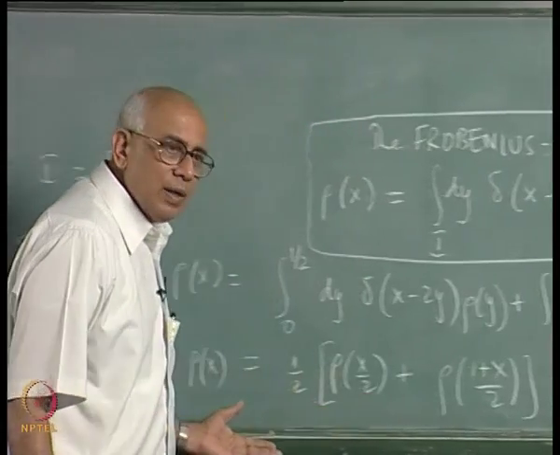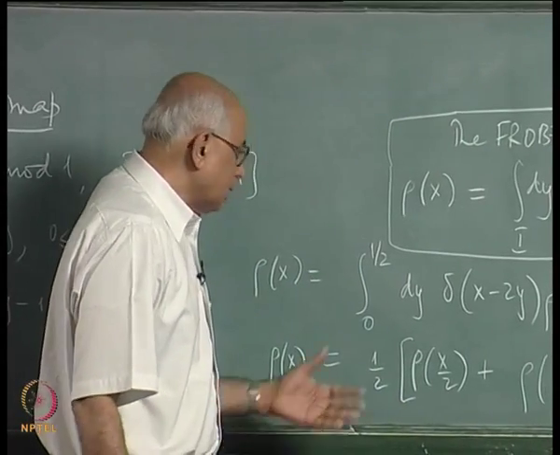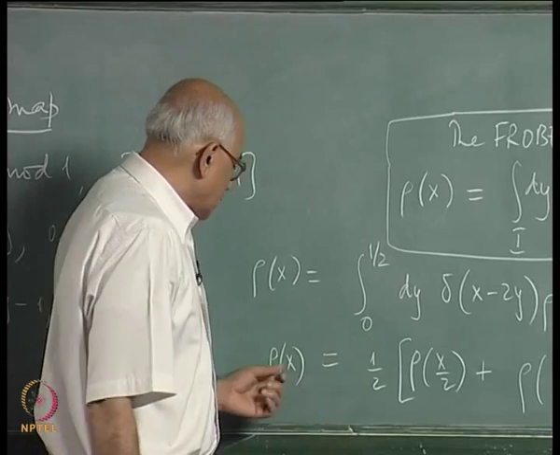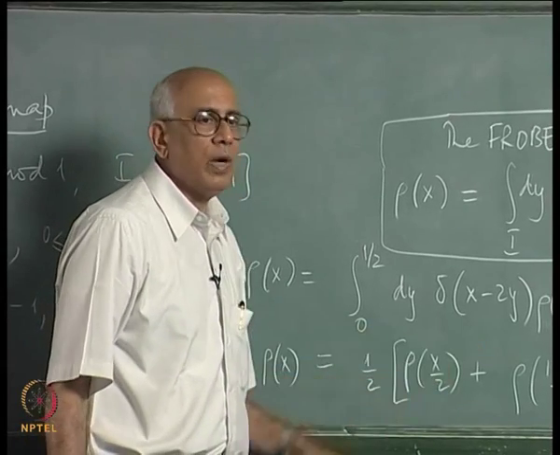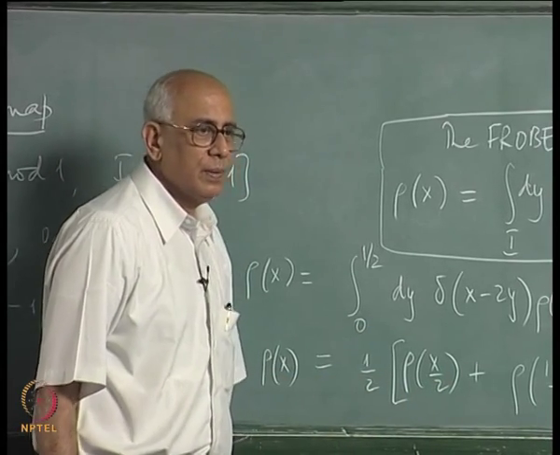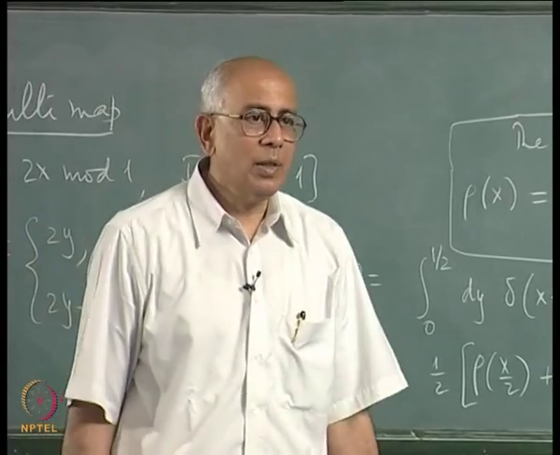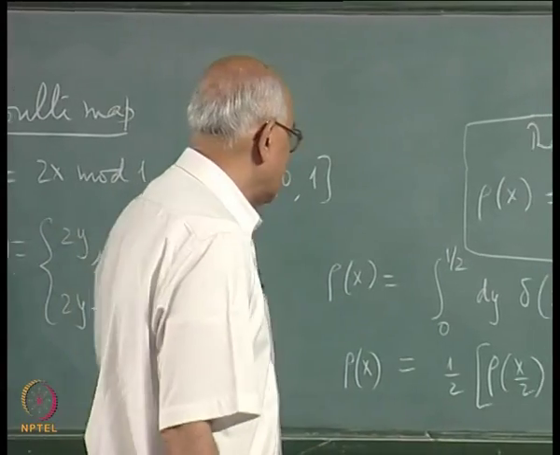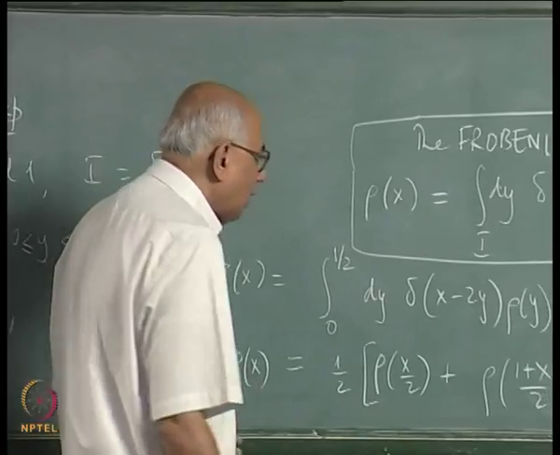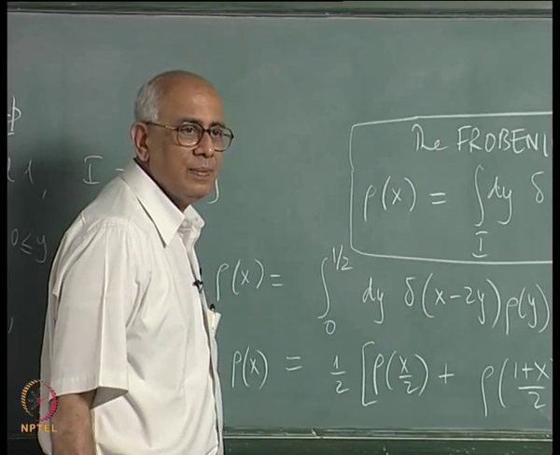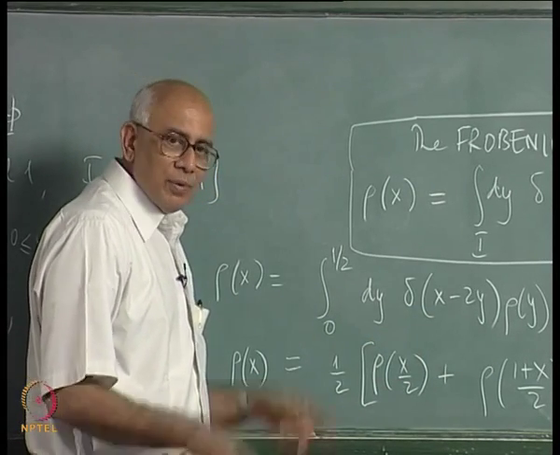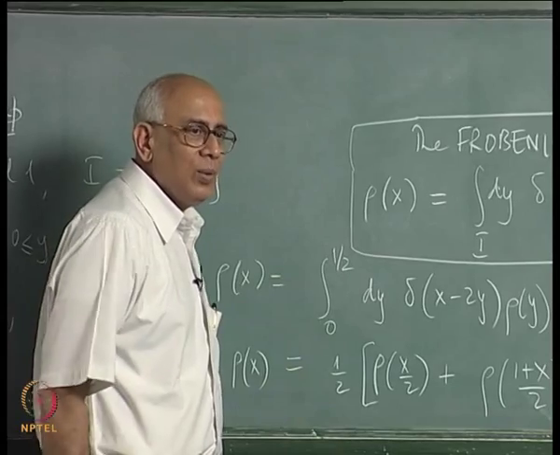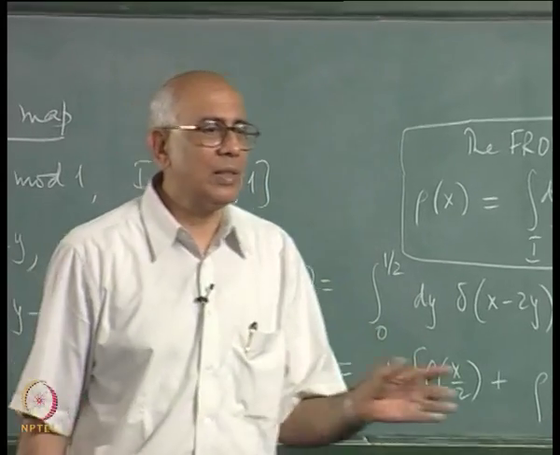Now of course one can immediately see from this that if you put x equal to 0, then it says rho of 0 must be equal to rho of a half. Then you put x equal to 1, and it says rho of half must be equal to rho of 1, and then you put values in between and you discover that all those values of rho must be equal to each other.